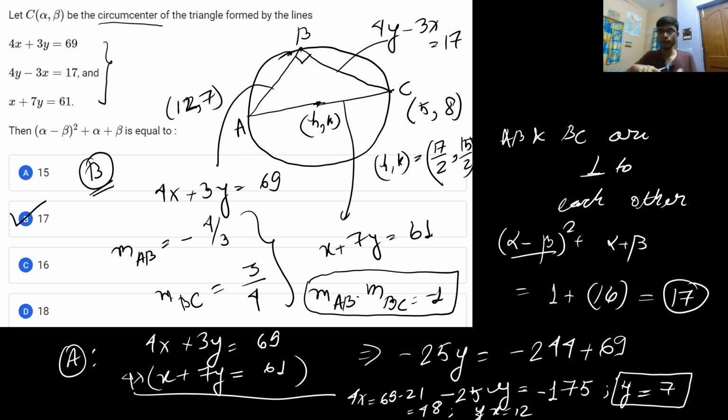This will definitely save your calculation a lot from an examination point of view, instead of going on finding all the centroids and then applying the formula of circumcenter. That is a very difficult process. I hope this was clear.